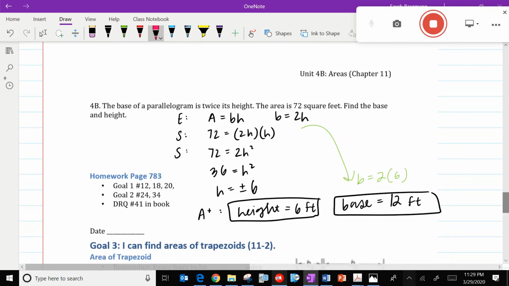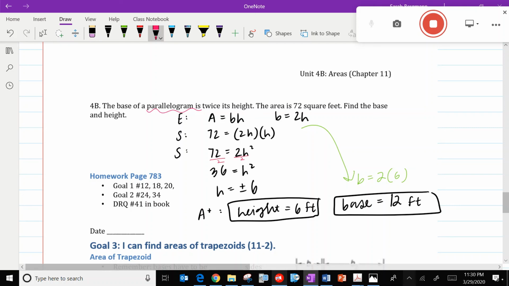For 4b, my equations are a equals b times h, since we're talking about a parallelogram. And it also says the base is twice the height, so the base equals 2 times h. So plug in 72 for the area, 2h for the base. 2h times h gives me 2h squared. To get h by itself, the first step is divide by 2 on both sides.